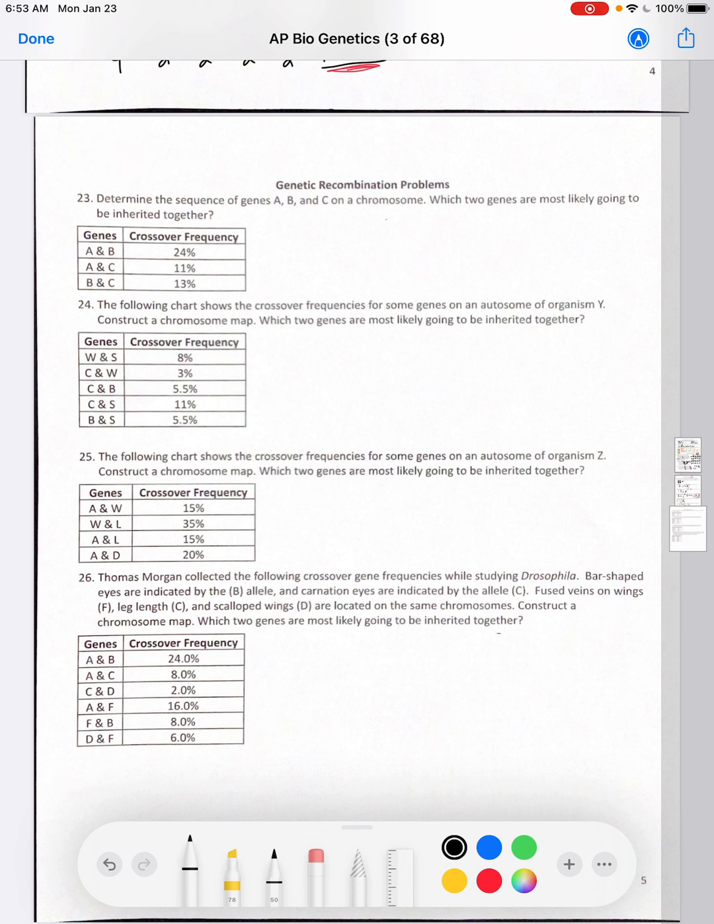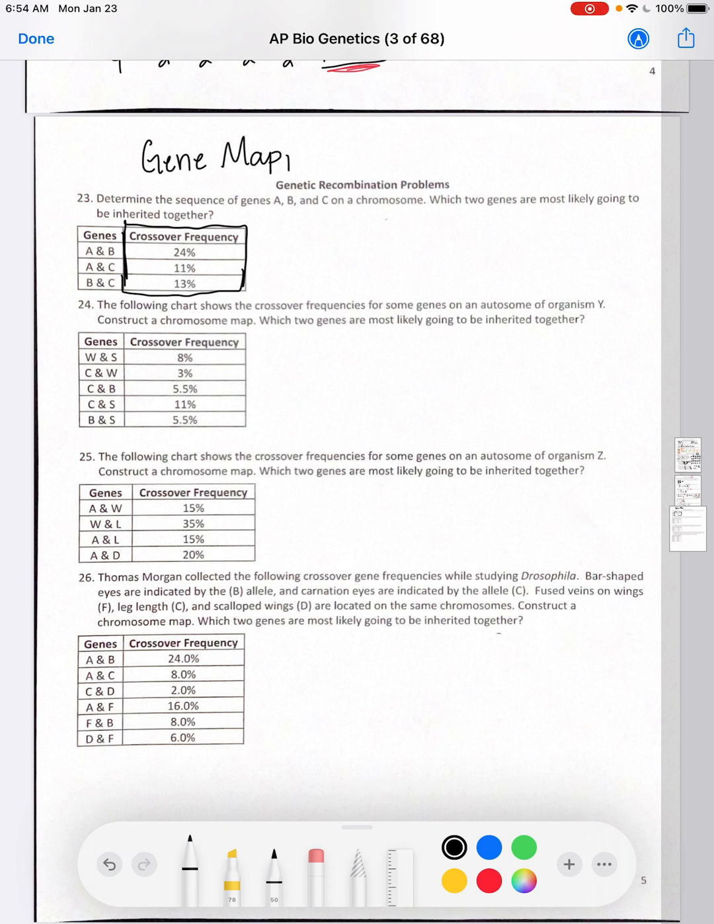So this crossover frequency that you're seeing right here is how often in their experiment did the genes, like for the first one, did A and B cross over together? If they crossed over together more or less frequently, that tells us how close or far they are on their chromosome, okay? This thing that we're doing here is also called gene mapping.